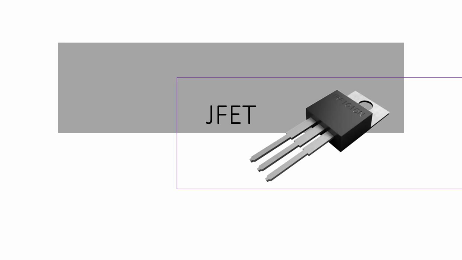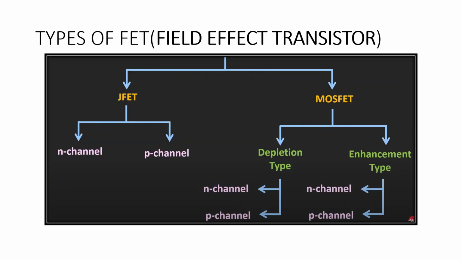So we'll see the classification of FET. FET is classified into JFET and MOSFET. JFET is a junction field effect transistor and MOSFET is a metal oxide semiconductor field effect transistor. JFET is again classified into N channel and P channel, and MOSFET is classified into depletion mode and enhancement mode. Depletion and enhancement mode are further classified into two types based on N channel and P channel.